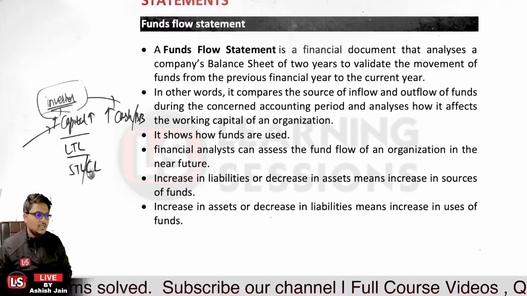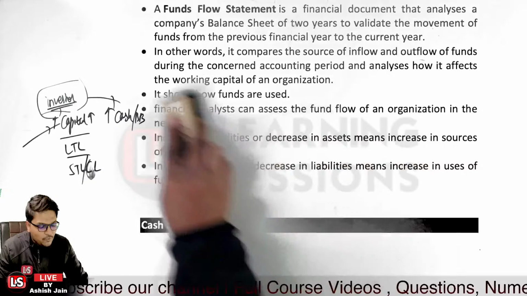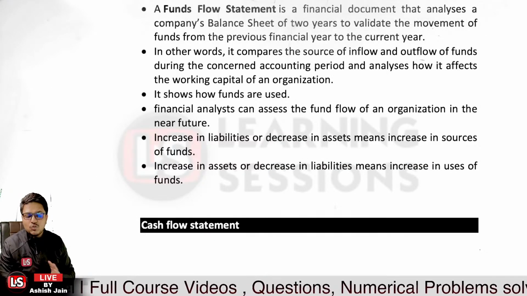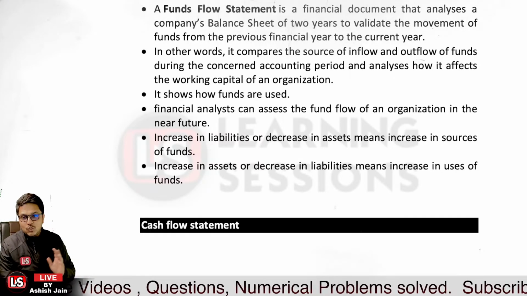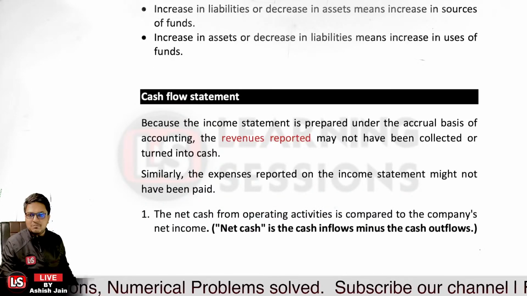Okay, and that is all related with what? That is all related with the fund flow statement. The main purpose is that you basically compare the balance sheet of the last 2 or 3 years so as to validate the fund flow, and you analyze the working capital needs of the firm. Okay, then it is related to the cash flow statement.